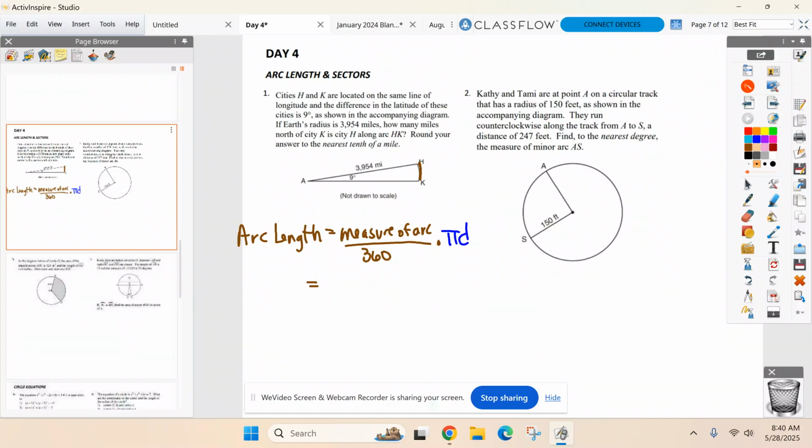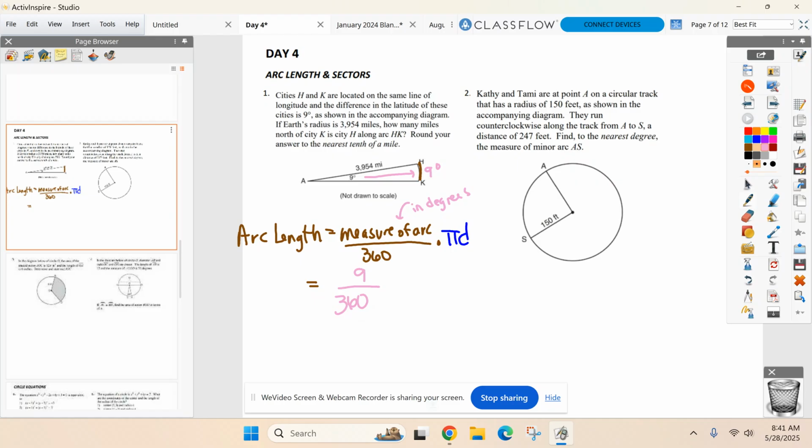Now, this measure of the arc, that's got to be in degrees. So we're looking for how many degrees are in HK, and it's a quick circle fact. The degree measure always matches the angle. All right, so if this angle's 9 degrees, so is the arc, 9 degrees. They always match.